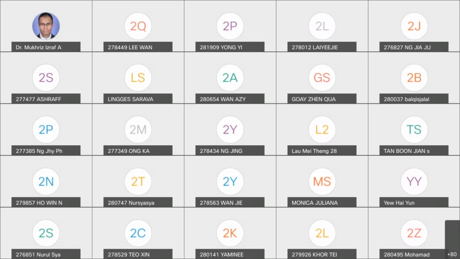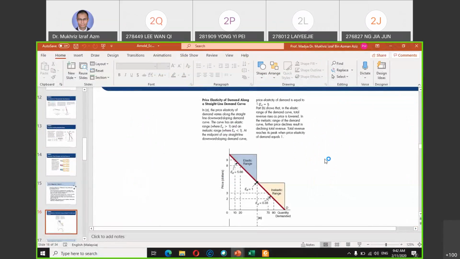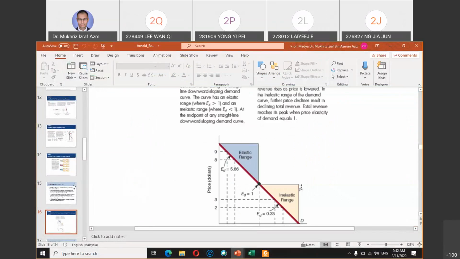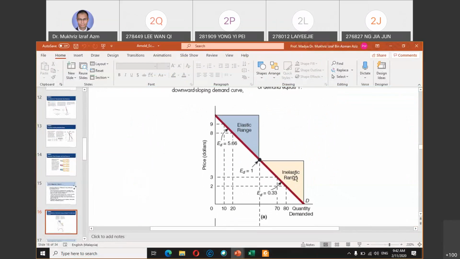Okay, one more concept that you need to concentrate on. If you look at the Arnold slide, so here is another way to visualize the elasticity of demand. When you look at the standard demand curve, it's a downward sloping straight line. When you calculate the percentage change in quantity divided by the percentage change in price, mathematically, do not assume that this is like your slope.